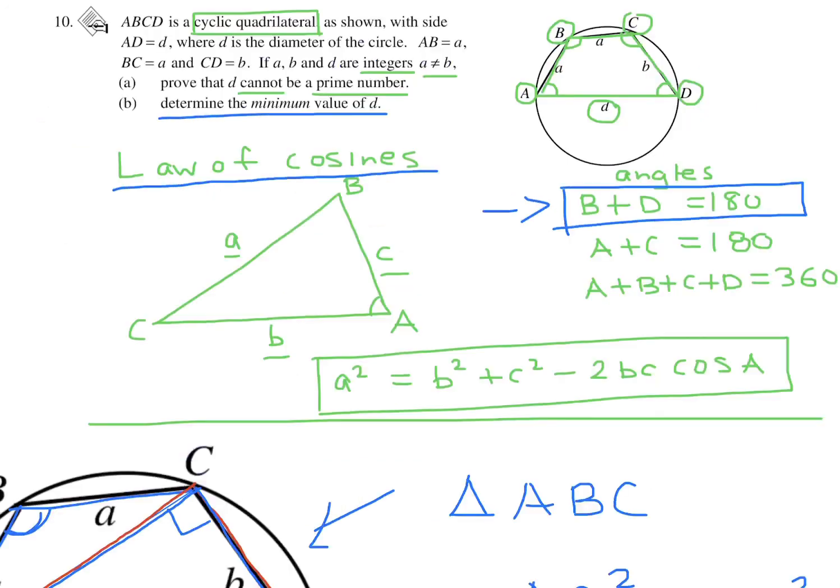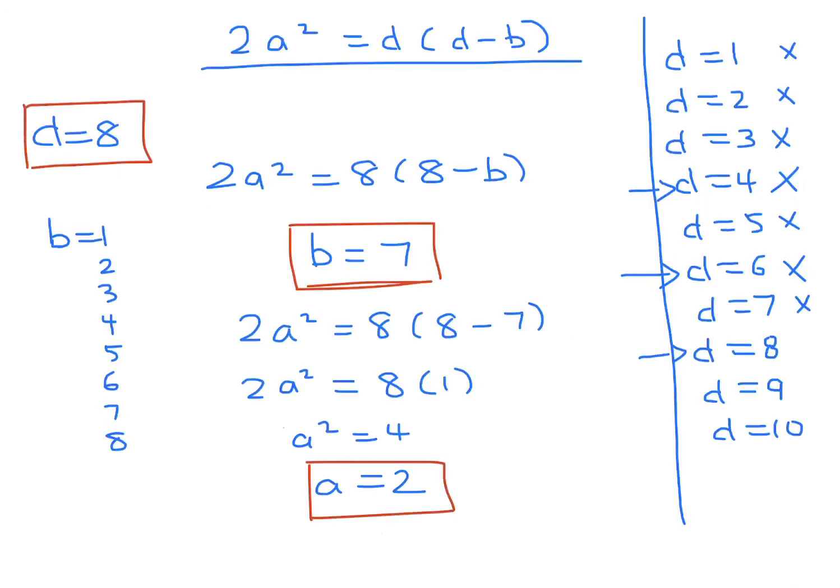And what is the question asking? Determine the minimum value of D. All right? So that's what we did. We determined that the minimum value of D is 8. Now we could keep going, but not necessary to do that, thankfully, because they only want the minimum value, and therefore that is 8.